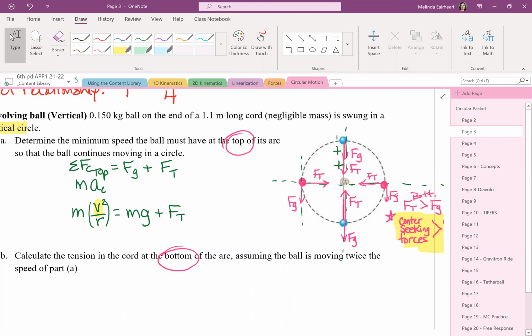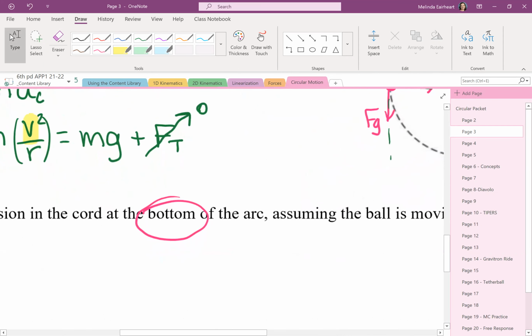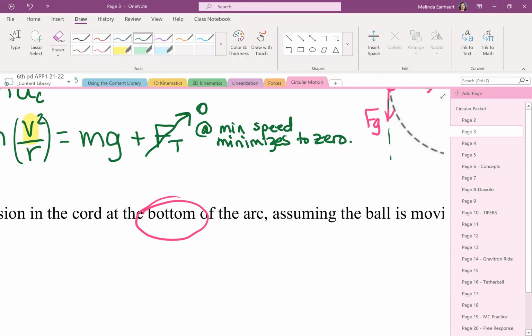Water in the bucket: maybe it doesn't fall out, but maybe it's not pressing into the bucket. Moral of the story, here's your concept. It zeroes out. Tension at minimum speed minimizes to zero. When you're riding that roller coaster going upside down, maybe there are no strings, but the seat pushing on you minimizes to zero, F_N.